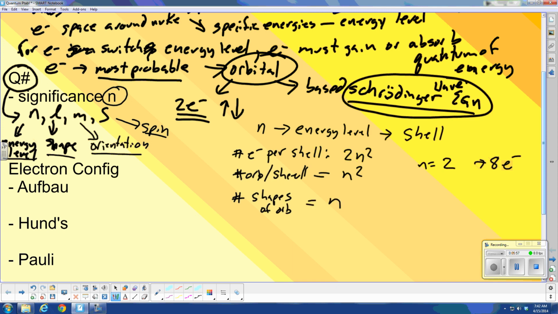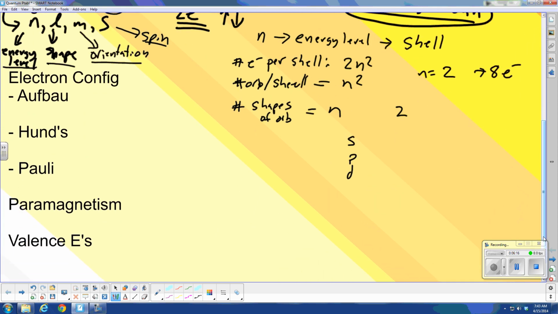And so when I'm at the second energy level, once again, that means I have 2 shapes. And by the way, what are those shapes? Those shapes go in an order, right? So first I have an S, and then a P, and then a D, and then F, G, H, and so forth. And there are numbers associated with those. When I have an S, I have a 1. When I have a P, I have a 3. When I have a D, I have 5, 7, 9, 11.